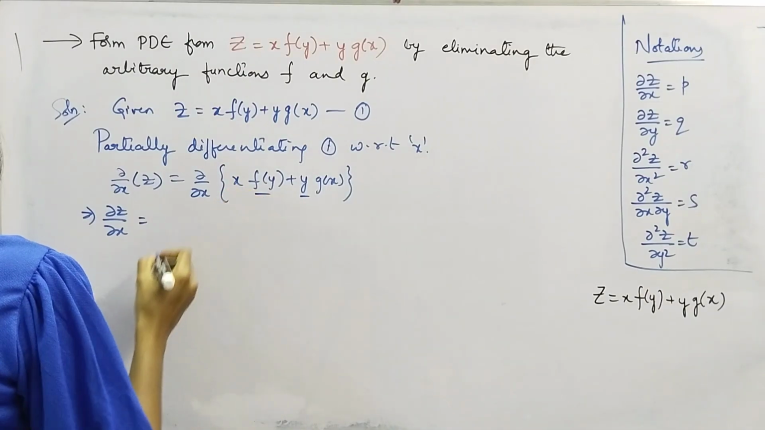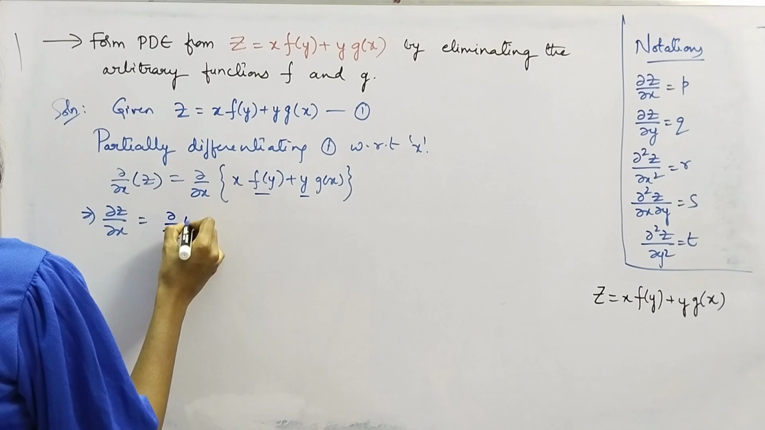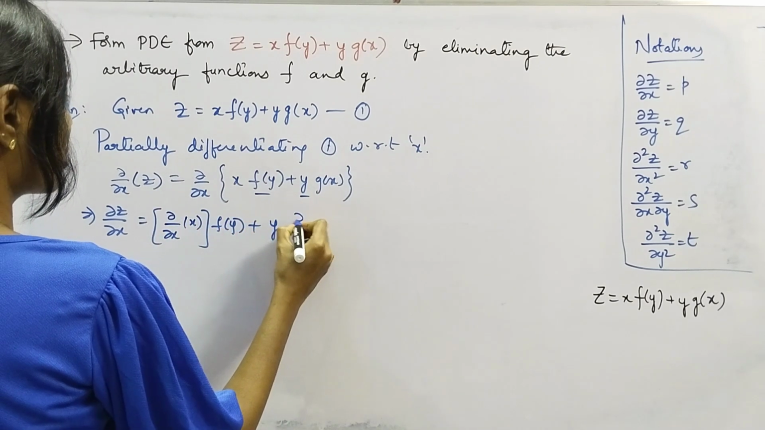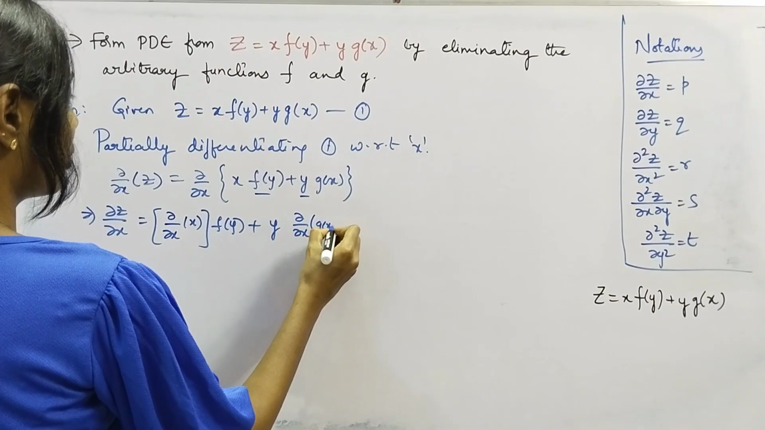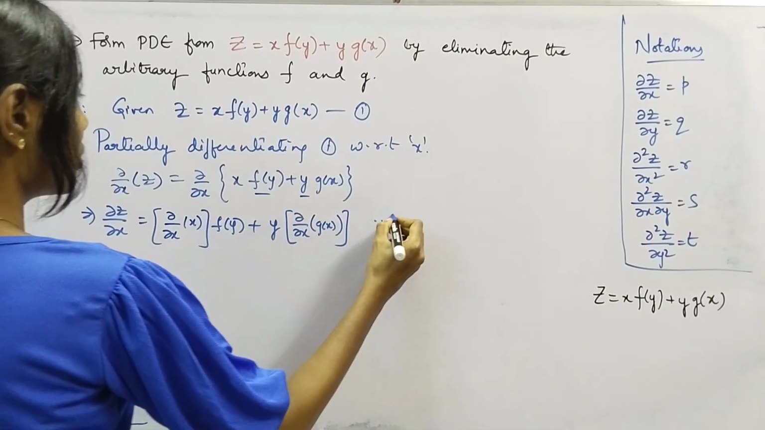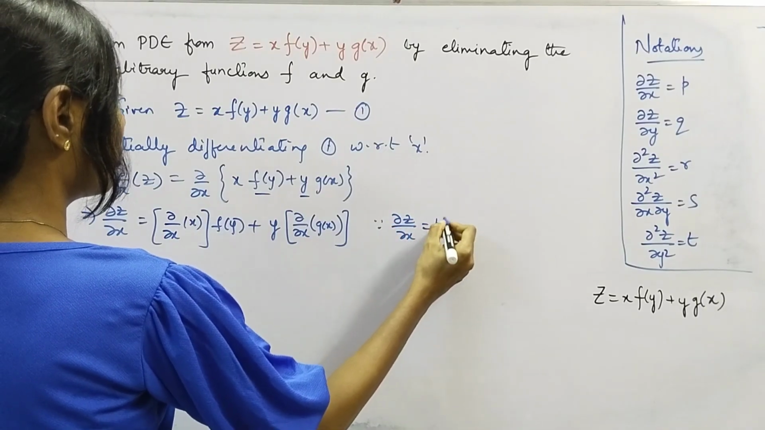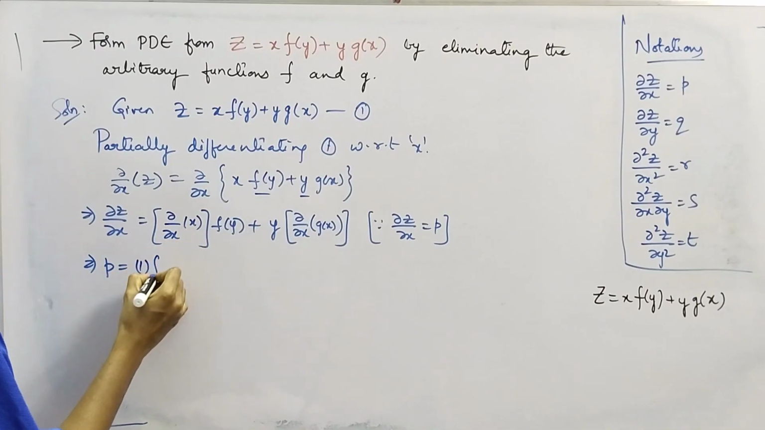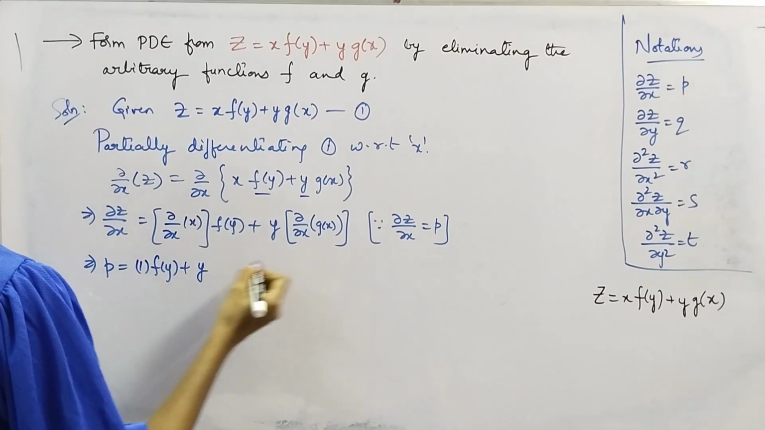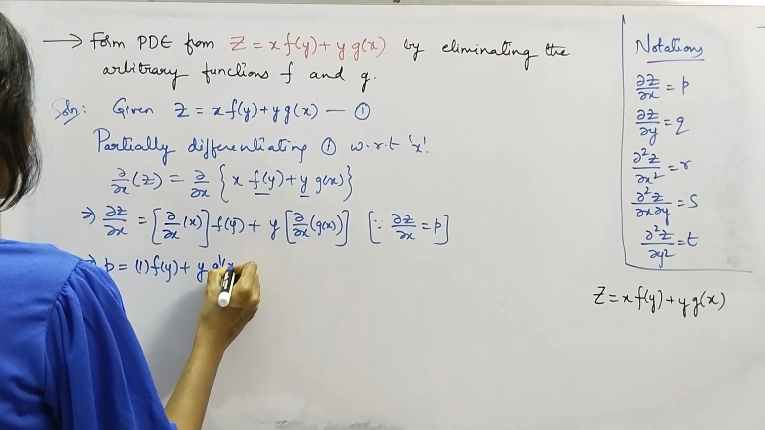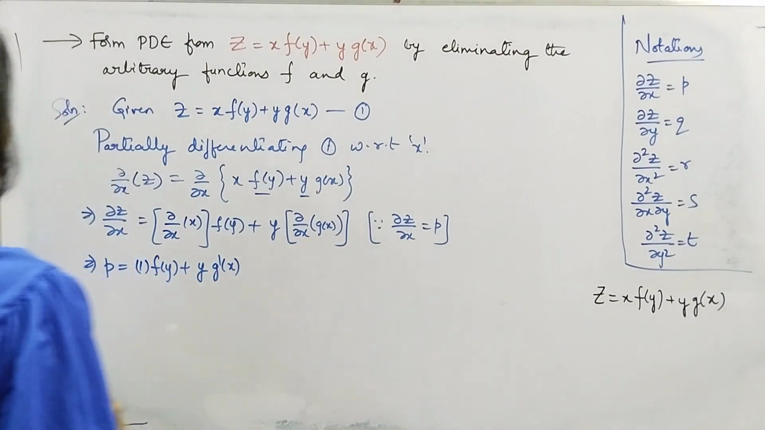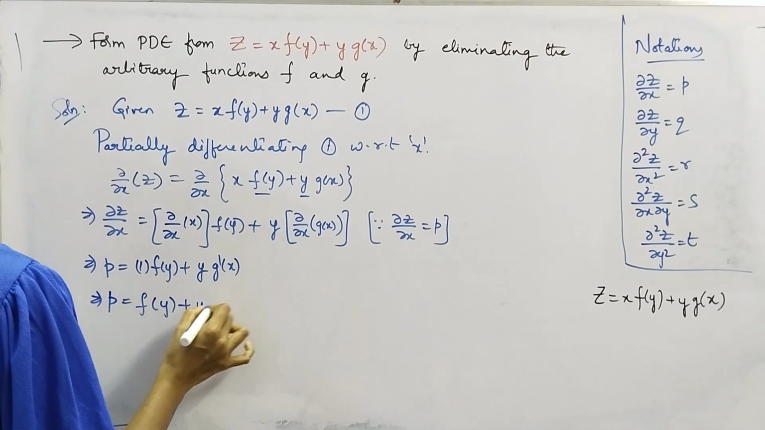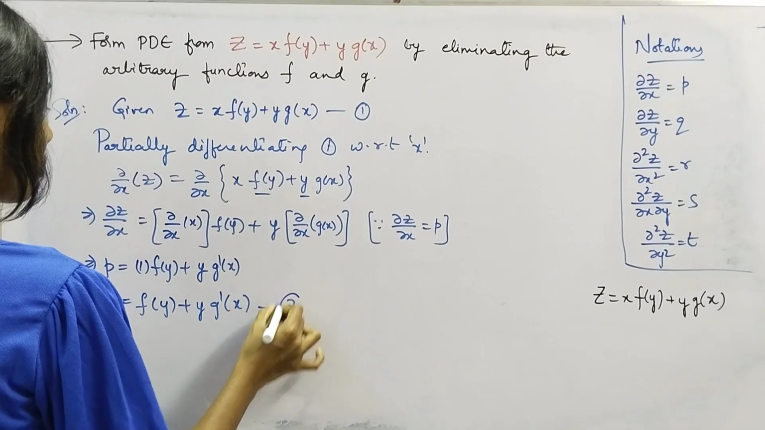So partial derivative of x with respect to x is 1, into constant, plus constant into dou by dou x of g of x. Since we know that dou z by dou x can be replaced by the notation p, you will get p equal to partial derivative of x with respect to x is 1 into f of y plus y into partial derivative of g of x with respect to x is g dash of x. This gives us p equal to f of y plus y into g dash of x. Consider this as equation number 2.